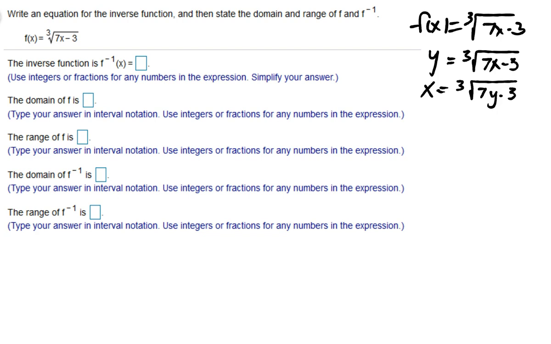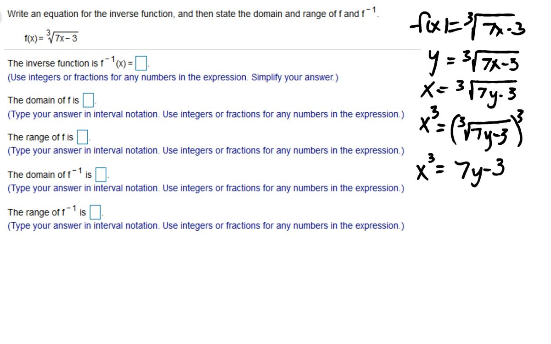The first thing we're going to get rid of is the cube root. So we're going to get rid of that cube root by doing the opposite of cube root, which is cubing. So x cubed on the left, and on the right, I am going to cube this whole side. So nothing to do on the left. On the right, the cube root and the cube cancel each other out. So we're left with 7y minus 3.